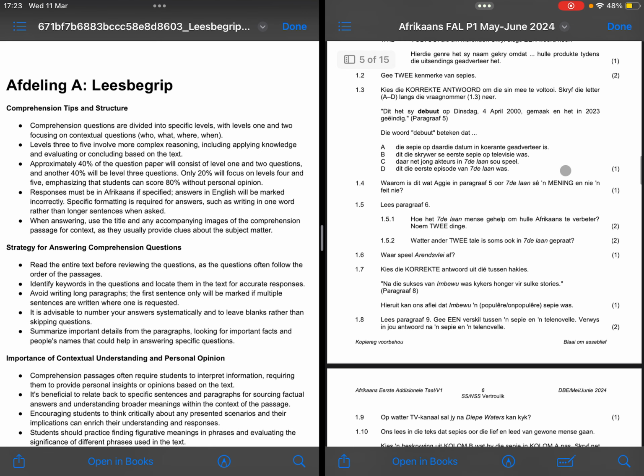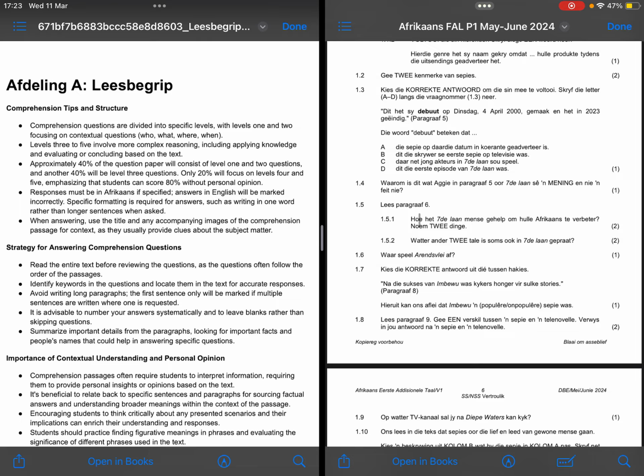In any question, let's say this one. Let's take this as an example. Paragraaf 6. Hoe het sewende land mense gehelp om hulle Afrikaans te verbeter? Noem twee dinge. Let's say you read the sentence and you don't really understand what it's asking you. You understand they've mentioned paragraph 6, they've also mentioned sewende land. You see Afrikaans, so you understand that, and you see the word mense. You know what mense means? So you understand maybe 60 to 70% of this question. Then you look. The first thing you need to do is read the question again slowly.